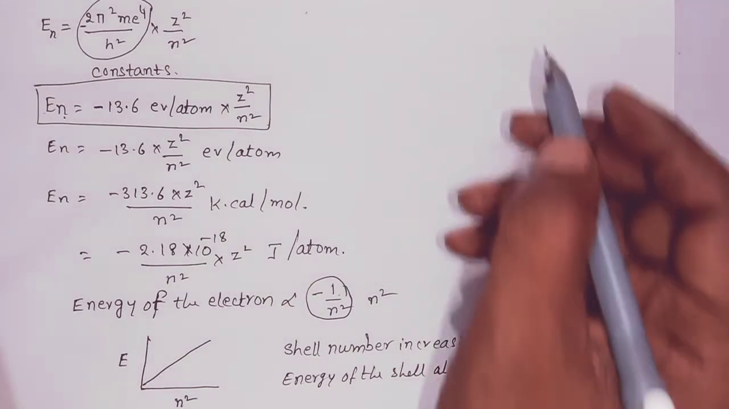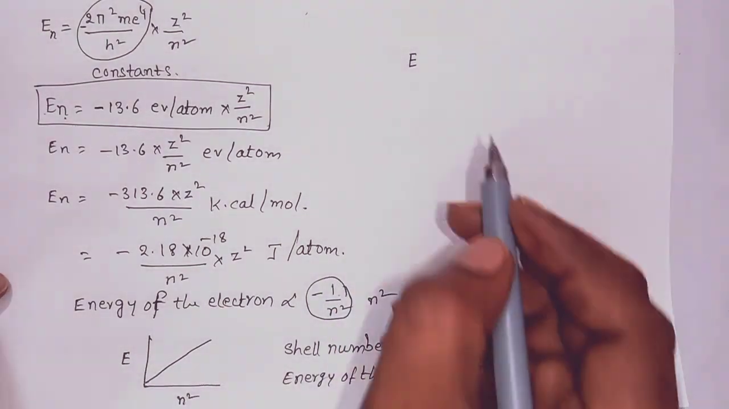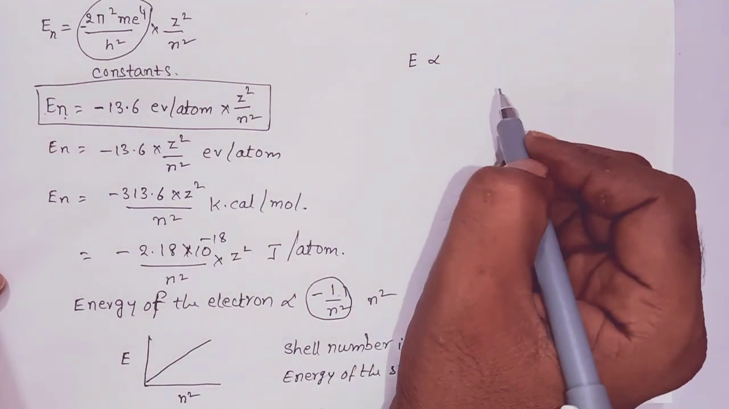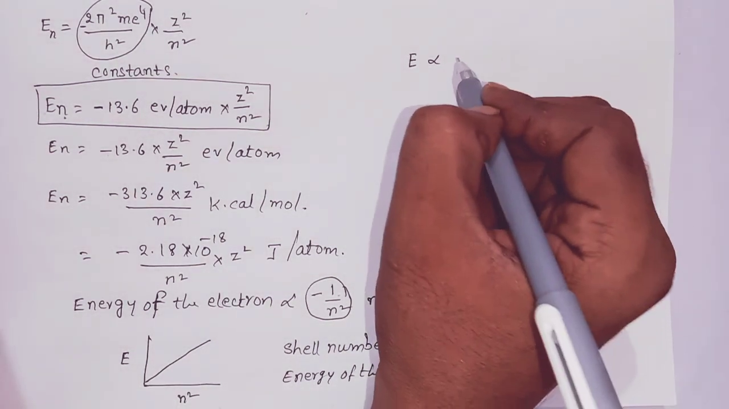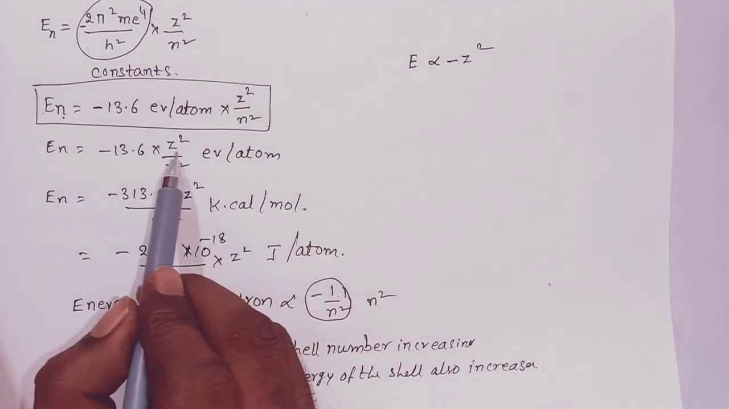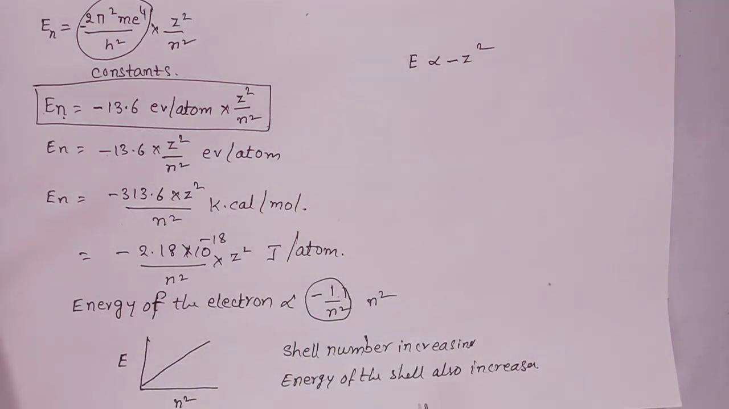Next, the energy of the electron in the nth orbit is directly proportional to minus Z square. Here minus Z is there, no? Minus into Z square. That means simply inversely proportional. So as the atomic number increases, energy decreases.